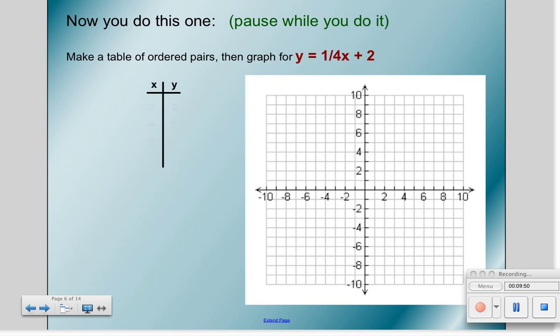Okay, I would like you to now graph this one. I'm going to say pause it while you're doing it. You're going to have to pause anyway because I'm going to turn this off here in a second so that it fits. So go ahead, do this one, and then when you come to video part 3, the answer will be there.